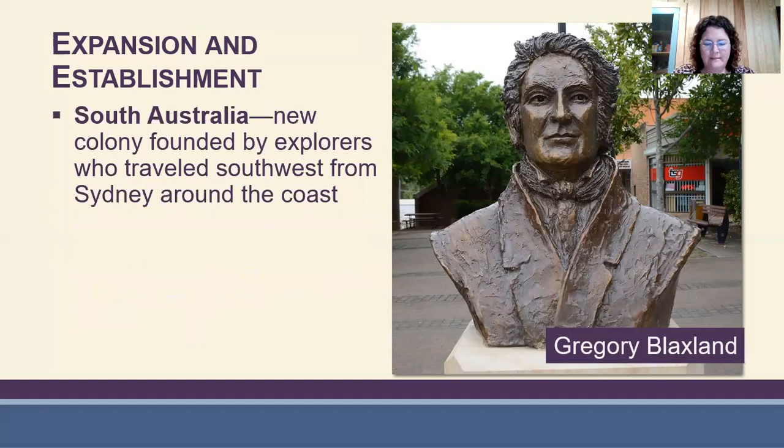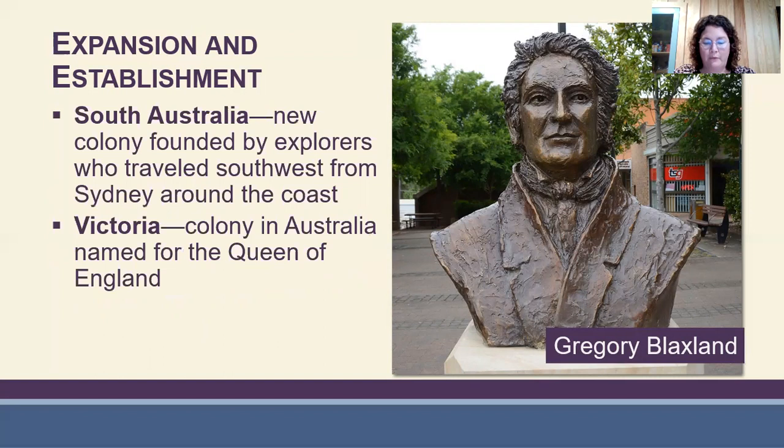In 1836, explorers traveled southwest from Sydney around the coast and founded a new colony called South Australia. In 1852, sheep farmers in search of more pasture traveled south overland and discovered a river that they named the Murray. South of this river, they found the town of Melbourne and called the colony Victoria after Queen Victoria of England.